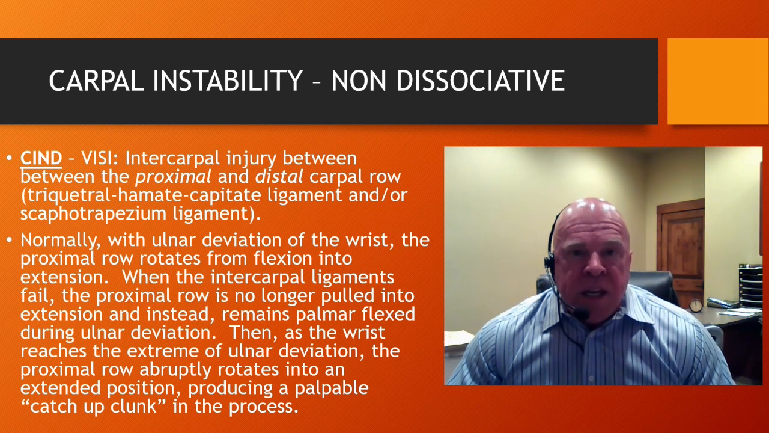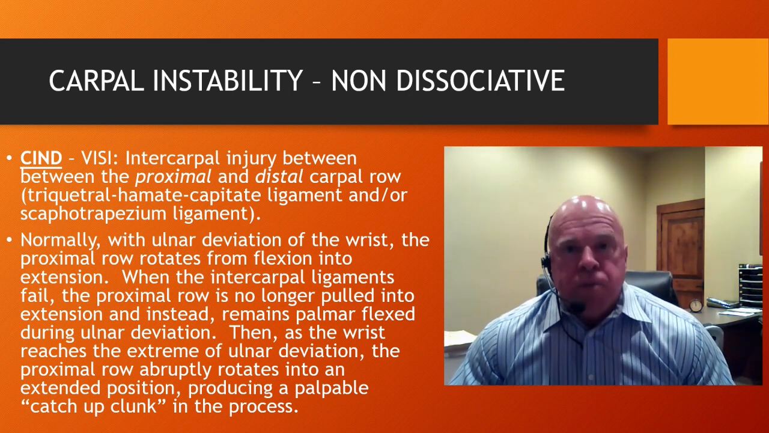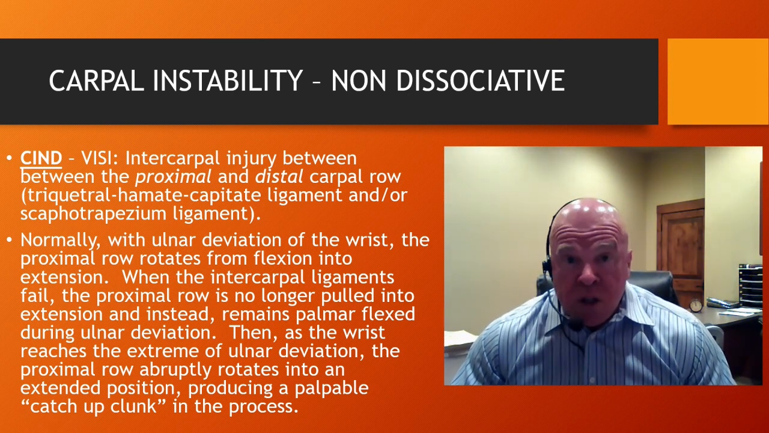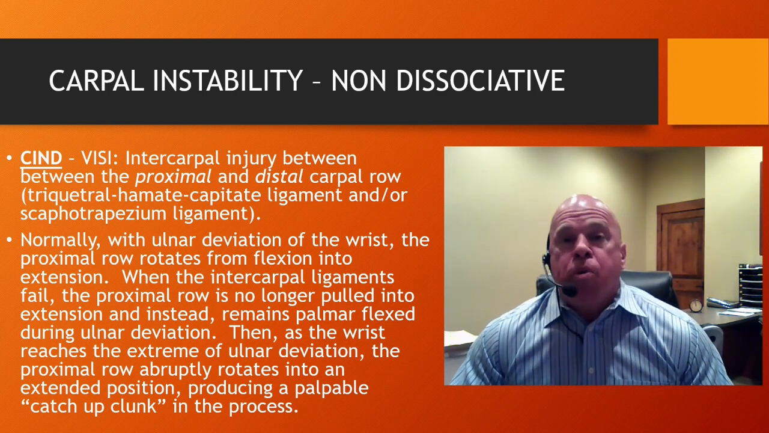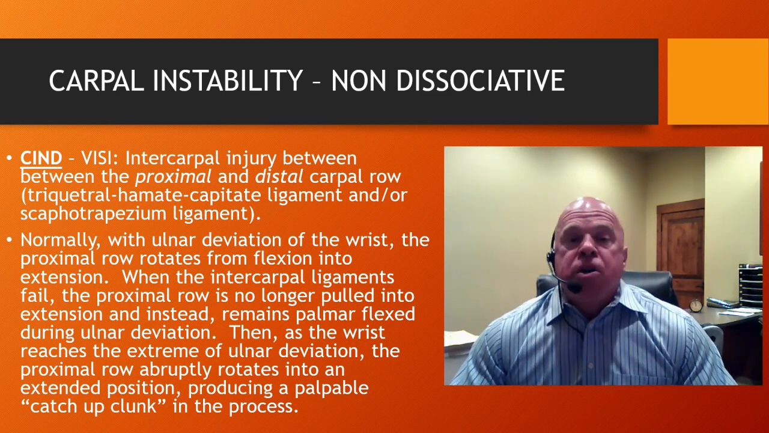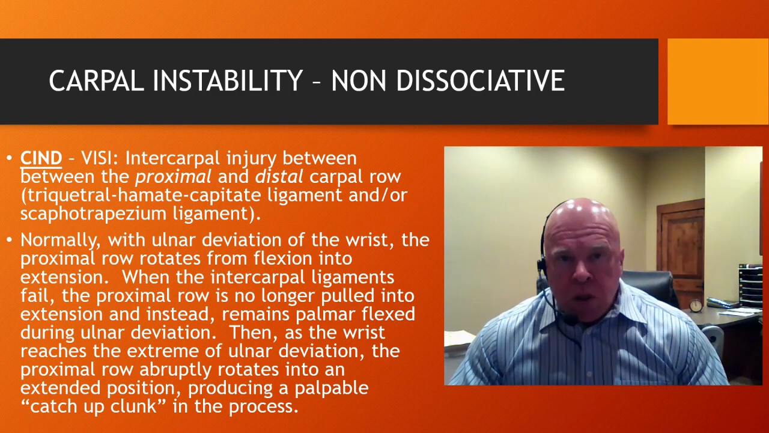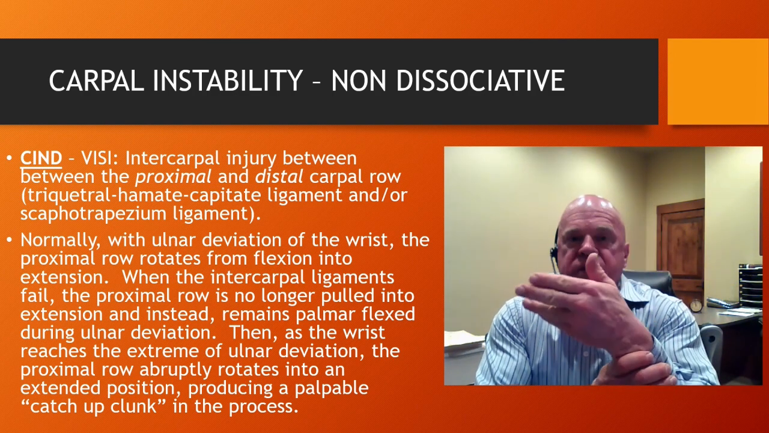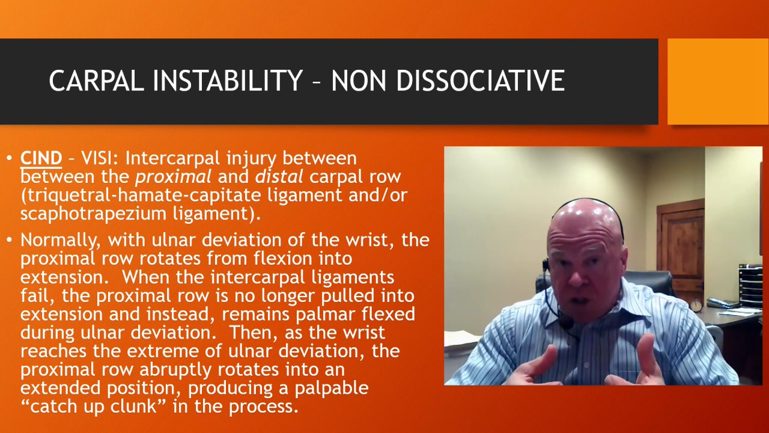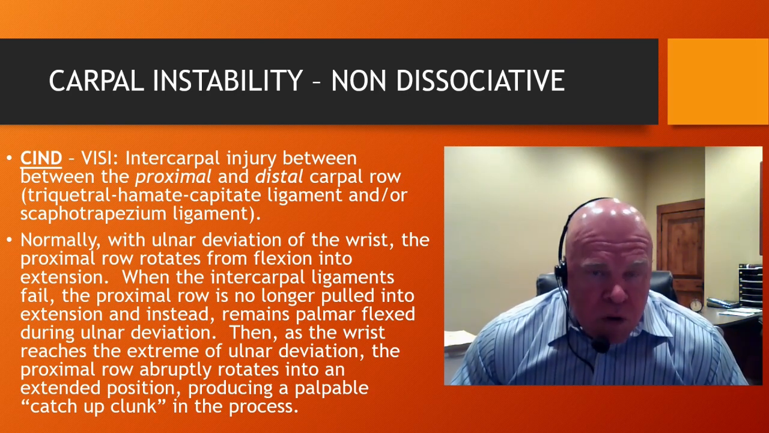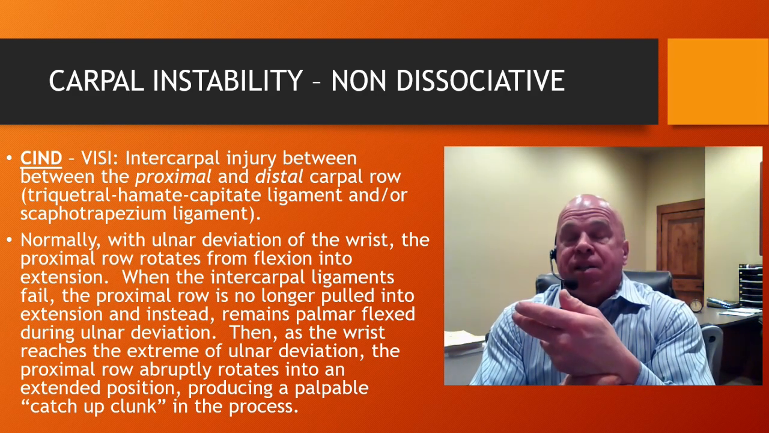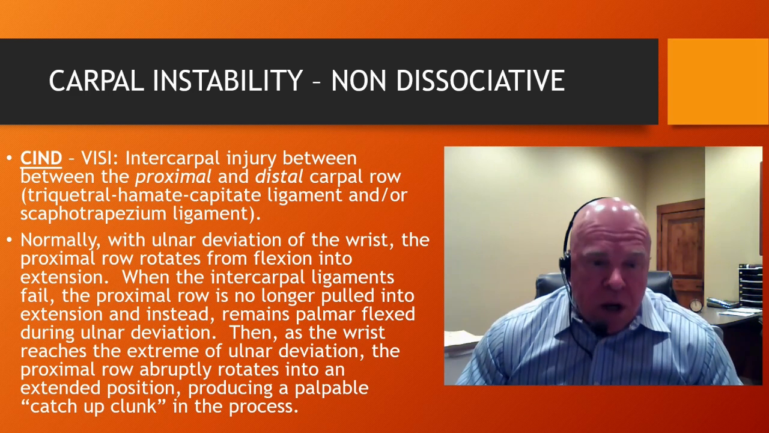Now, when the wrist goes through its normal ranges of motion, specifically from ulnar to radial deviation, the disrelationship of these proximal and distal carpal rows can manifest itself and can be detected by physical examination. So it's important to know that normally with ulnar deviation of the wrist, the proximal row of carpal bones rotates from a position of flexion into a position of extension. So the proximal row of carpal bones are in maximum extension at maximum ulnar deviation.